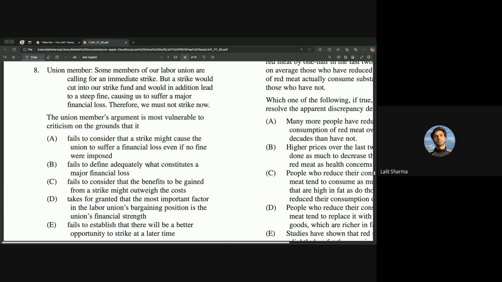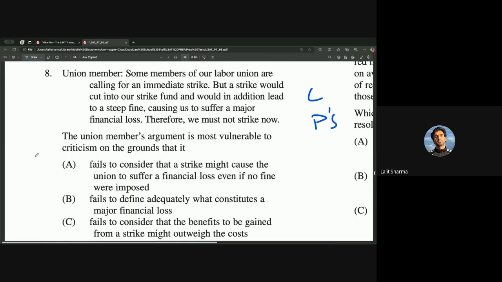Okay, so this is a good one to kind of combine what we've done so far, right? Okay. So what I want you to think about here is, as you're reading this, tell me, what is the conclusion? What are the premises? And what do you think is the mistake that this union member is making, without looking at the choices? Okay. Some labor union are calling.